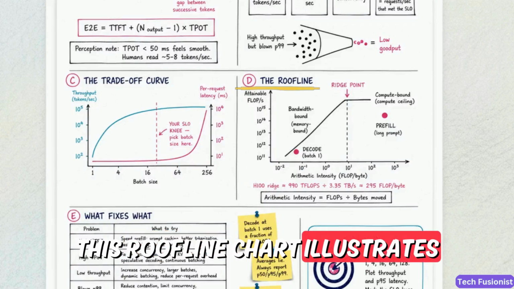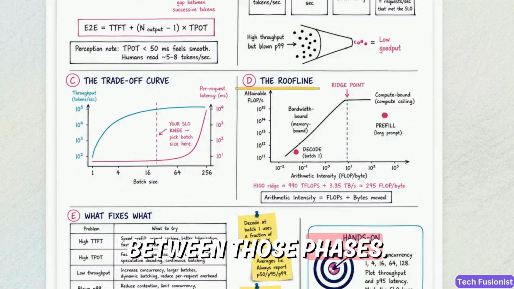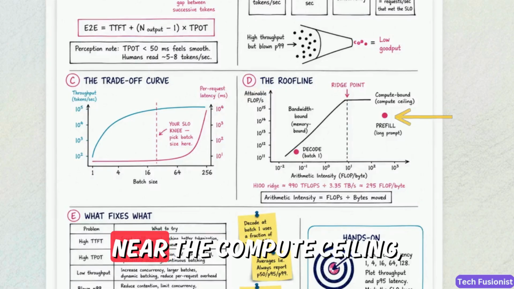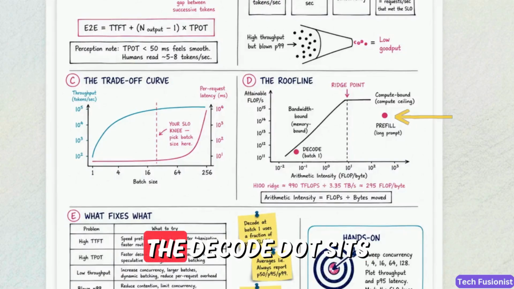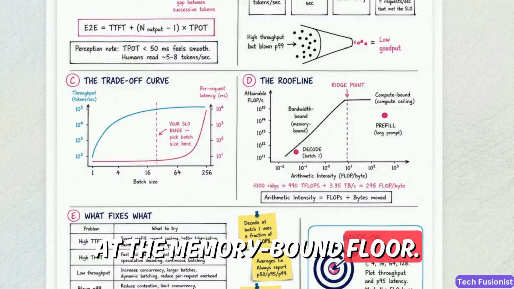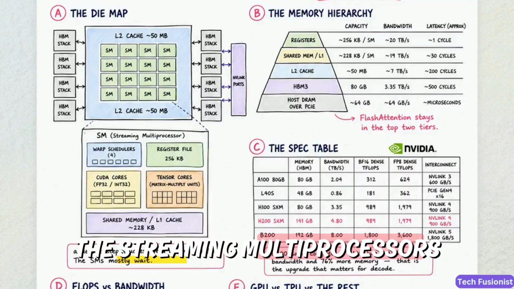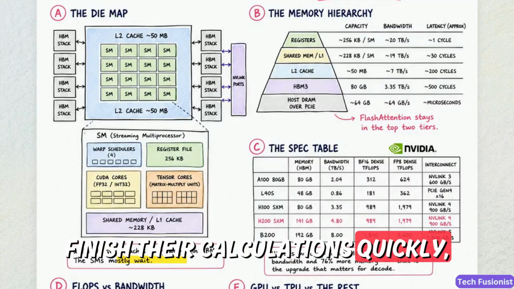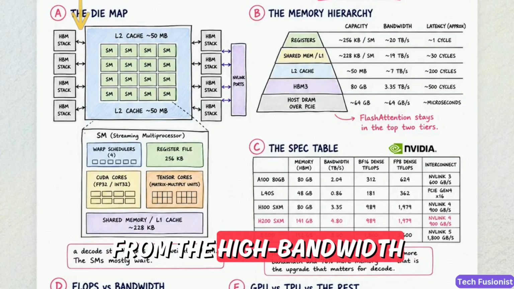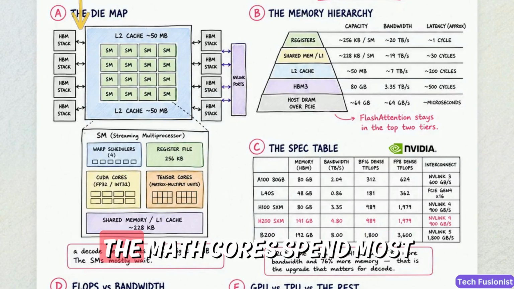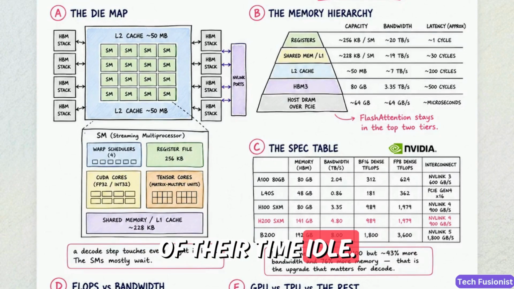This roofline chart illustrates the performance trade-off between those phases. The prefill dot sits near the compute ceiling, using the GPU's math cores heavily. The decode dot sits at the memory-bound floor. During decode, the streaming multiprocessors finish their calculations quickly, and then wait for the next layer's weights to physically travel from the high-bandwidth memory stacks into the chip. The math cores spend most of their time idle.